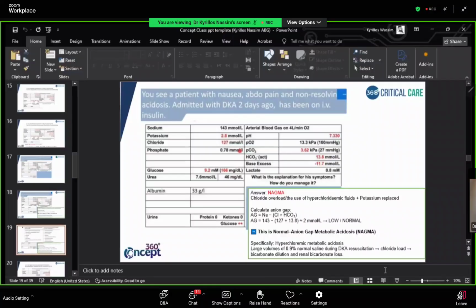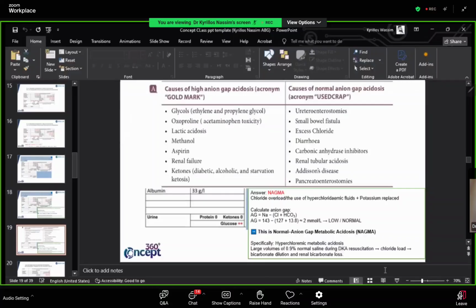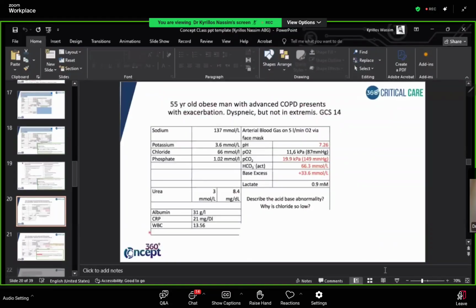We have here two tables of causes of high anion gap metabolic acidosis and the causes of normal anion gap metabolic acidosis. I can give here a big note. It must be read and memorized for every exam. The causes of the high anion gap and the normal anion gap are of a lot of importance for examination. Let's go to the next case.